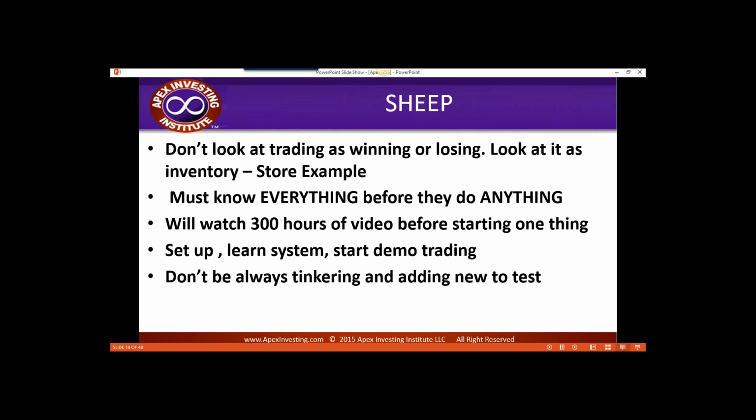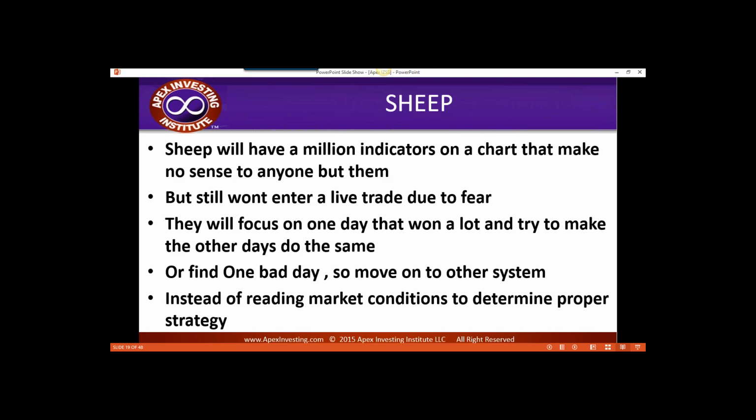And it's all because of that one loss or that one bad day, instead of looking at it over the long term. And then the sheep will have like a million different indicators on their charts that seem to somehow make sense to them in their head, because they've spent 3 months adding these things on: maybe when I see this, I won't do this trade. But they'll still never enter a trade because they're still afraid to do it. And they have so much stuff on this chart, they couldn't even explain it to you. They couldn't explain to you what they really look at for their entry rules, because they don't even know their entry rules.